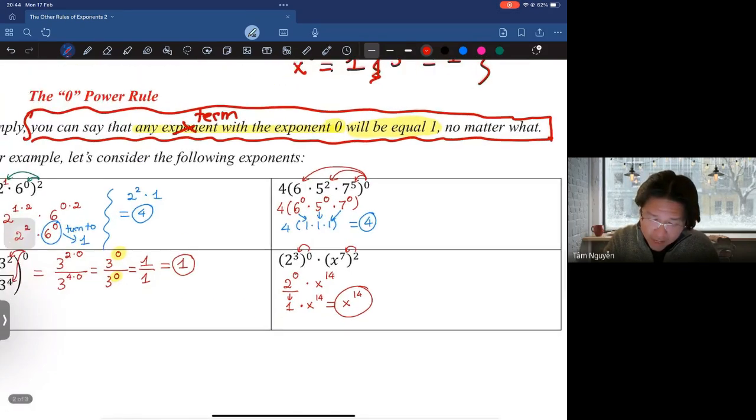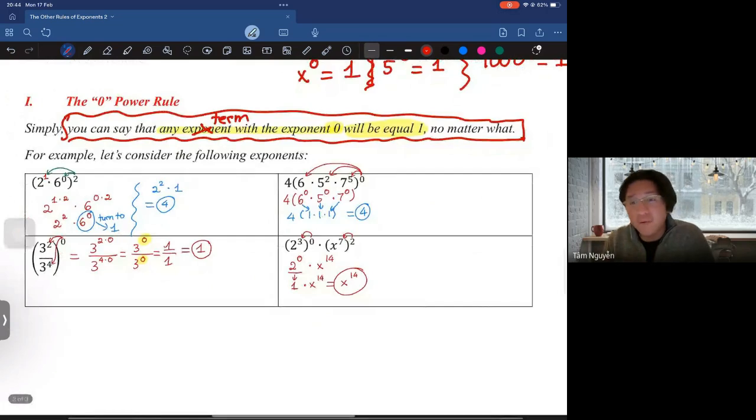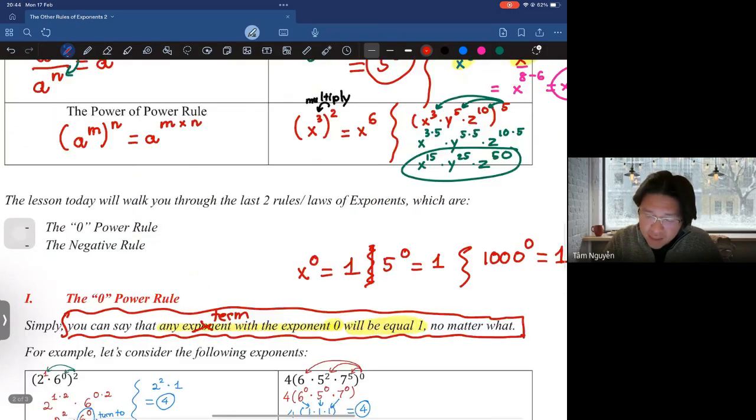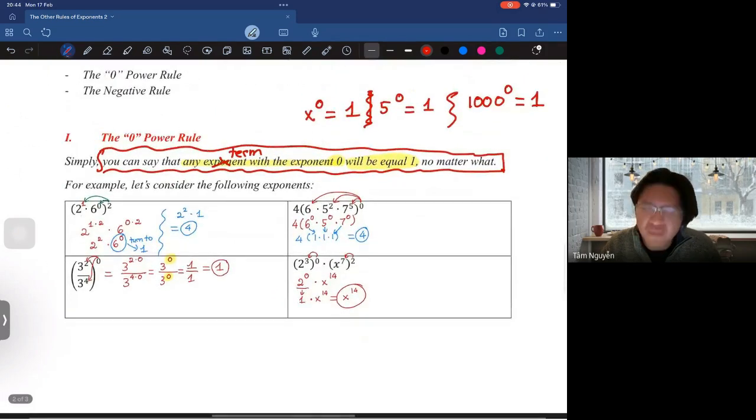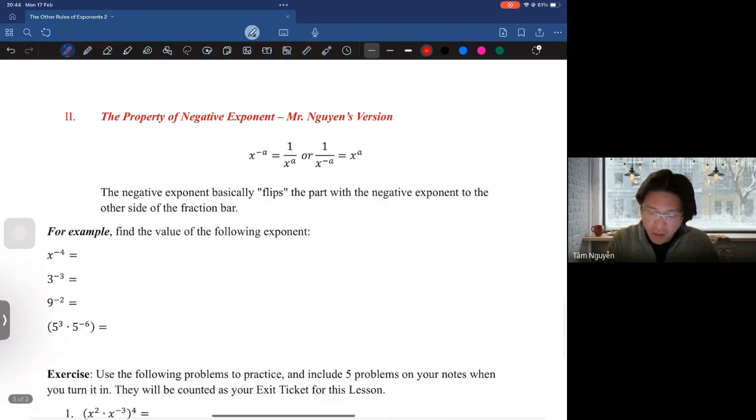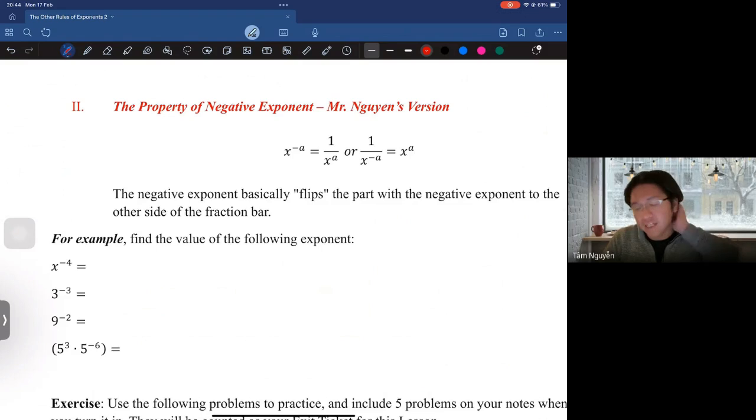Okay, so yeah, the zero exponent rule is really easy. Basically, if you already understand how to work with the product rule, the quotient rule, and especially the power rule, you probably already know how to solve the problems with the power 0.